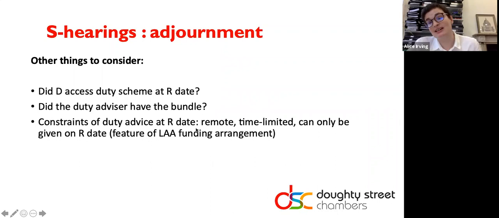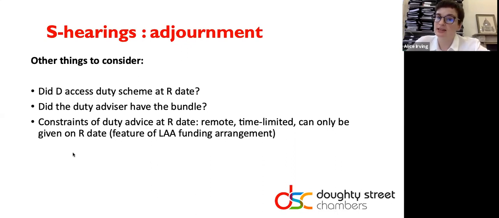Other things to consider. The other thing in the overall arrangements that was made clear was that relevant factors to adjournment decisions will be whether somebody has had a chance to gain advice previously. And so things you will want to know before standing up before a court include, did the defendant access duty scheme advice at the R date? Did the duty advisor have access to the R bundle as they should have, so that they could give better advice than they might otherwise have been able to give?